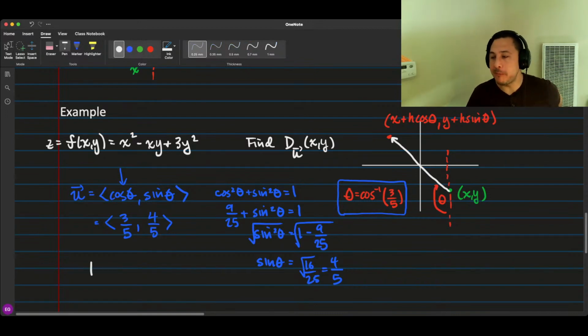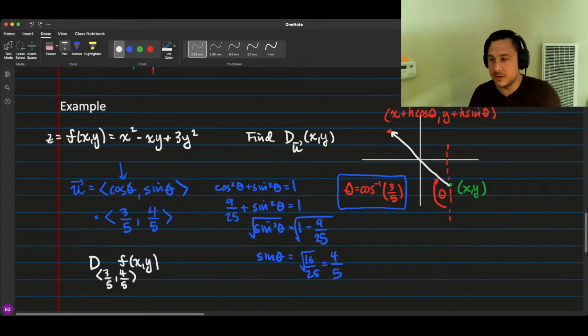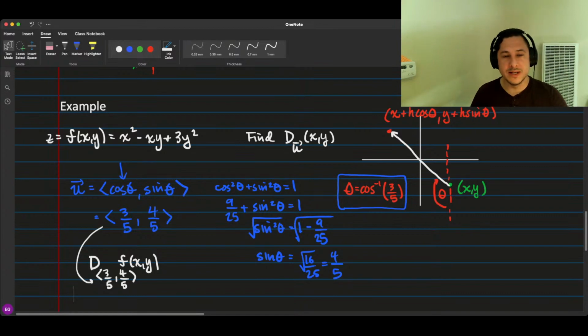So this means that we're doing the directional derivative in the direction 3/5, 4/5 of f at the point x comma y. Does it make sense? We can plug in that value u now. If you want to, you can write that as opposed to just u, now that we know what u is. Okay.